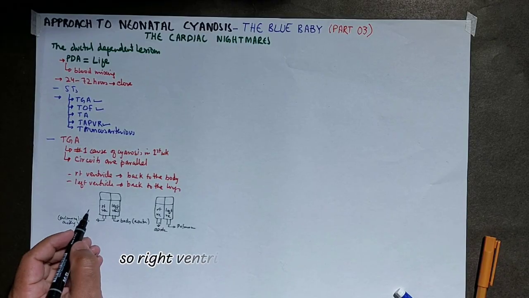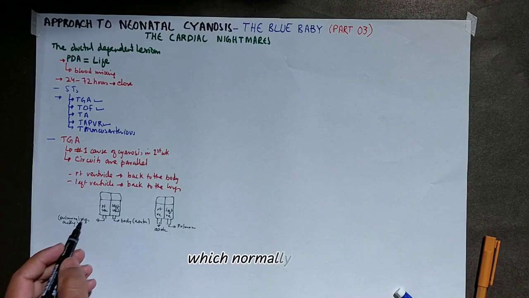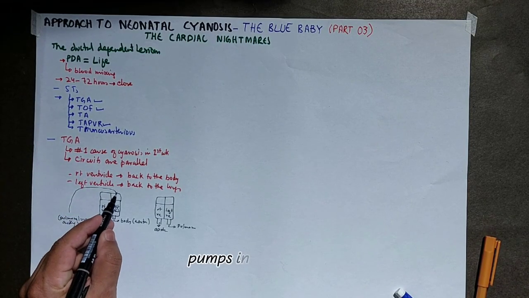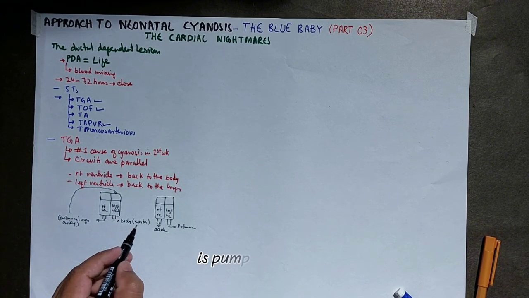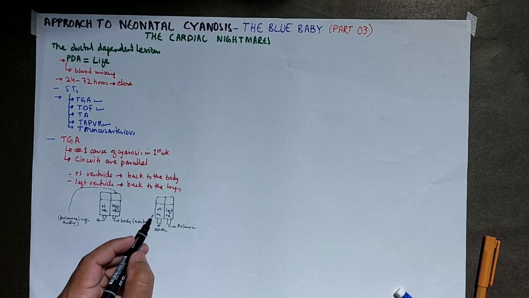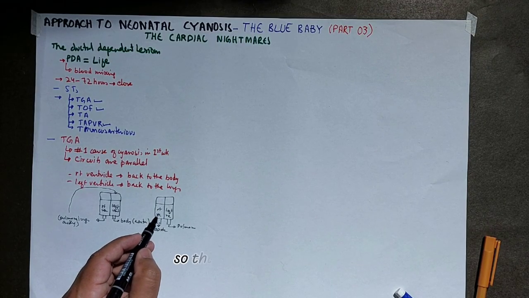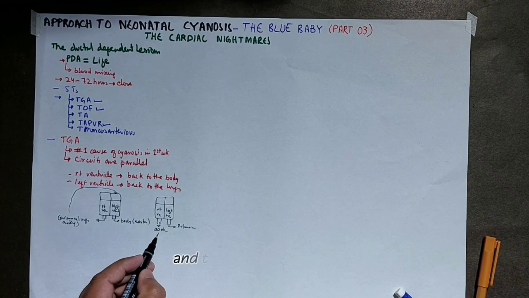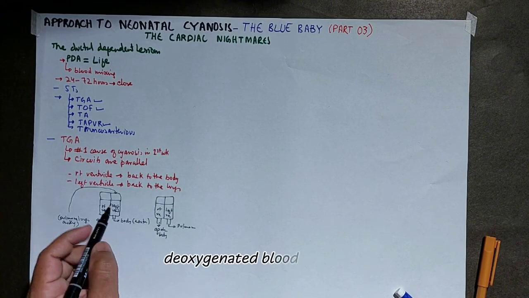So, the right ventricle has deoxygenated blood, which normally pumps into the lungs for oxygenation, and this oxygenated blood goes into the left atrium and then the left ventricle, and this oxygenated blood is pumped into the body. But in transposition of great arteries, the right ventricle is connected to the aorta. So here is the deoxygenated blood. This deoxygenated blood is pumped into the aorta and then to the body. So the body receives deoxygenated blood.